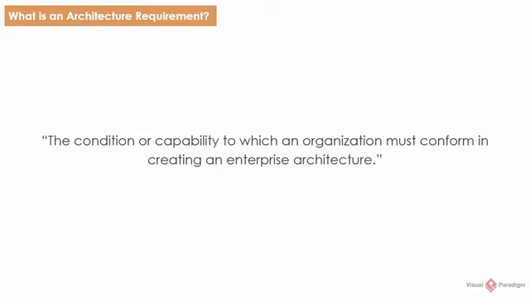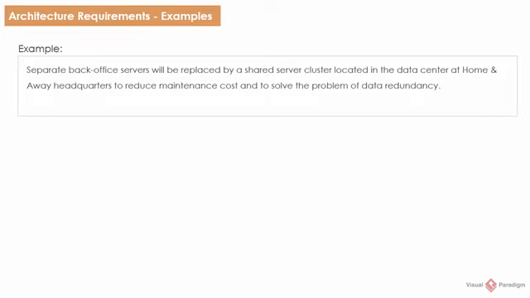Let's take a look at some of the characteristics of a good architecture requirement. We will explain with several examples. Example 1. Separate back-office servers will be replaced by a shared server cluster located in the data center, at home and away headquarters, to reduce maintenance costs and to solve the problem of data redundancy.